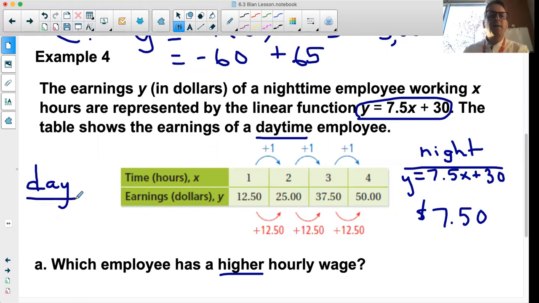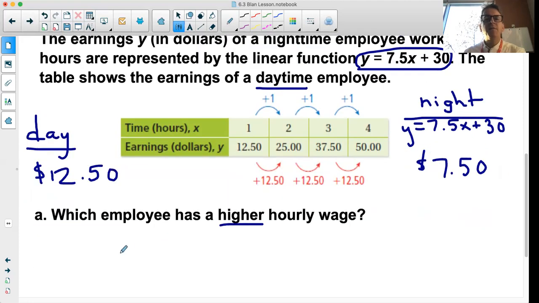Now the daytime employee has a rate of change of $12.50 per 1 hour. So as you can see, the slope is $12.50. So who has the higher hourly rate? This is pretty obviously the daytime employee.